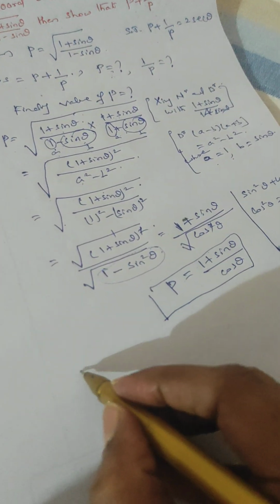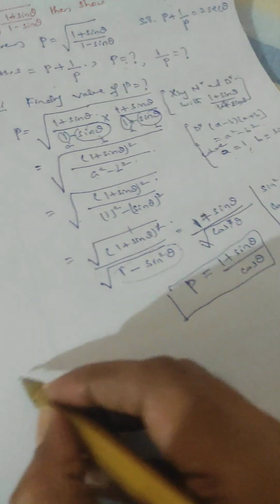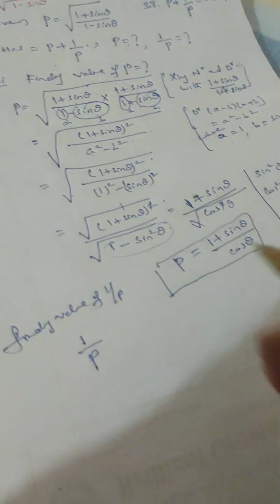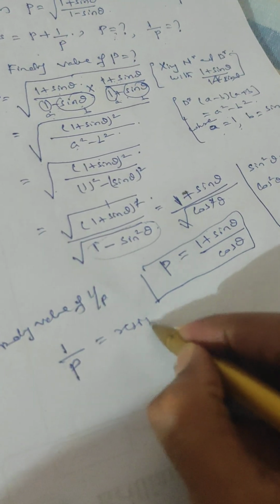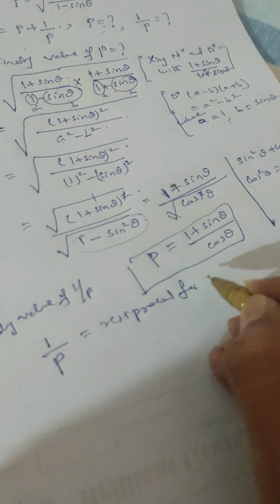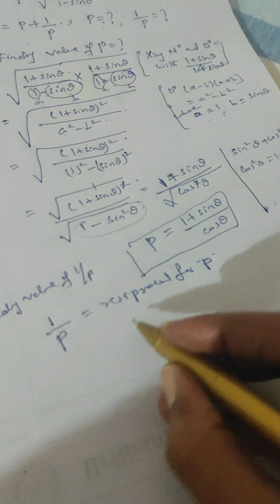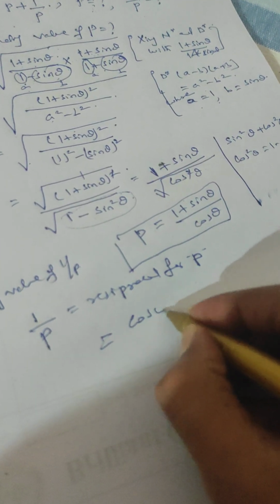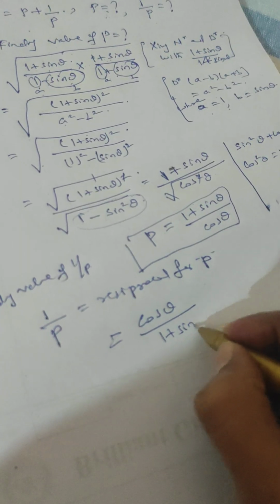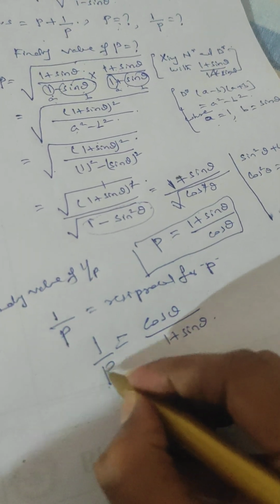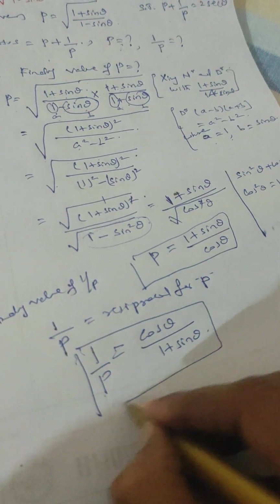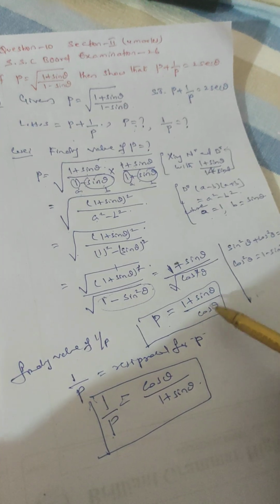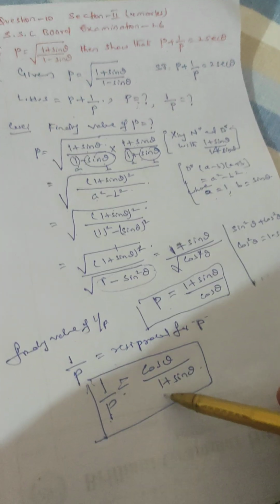Now as I got the value of p, let me find the value of 1 by p. How to find the value of 1 by p? It will be the reciprocal of p. Reciprocal of p is nothing but the reverse. So the numerator will change to the denominator and the denominator will change to the numerator. That is cos theta by 1 plus sine theta. This is the value of 1 by p. You got the value of p and also the value of 1 by p. The p value I got as 1 plus sine theta by cos theta, and 1 by p I got as cos theta by 1 plus sine theta.